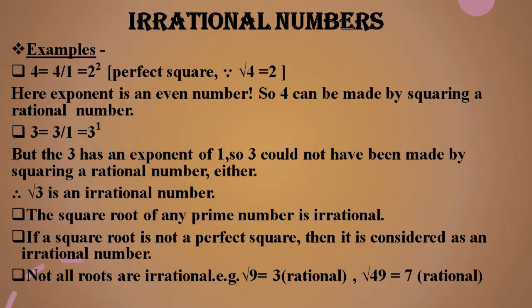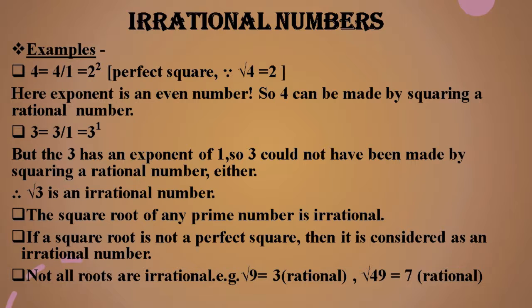Children, let us learn more about irrational numbers. This is extra information for you. Let us study some examples here. First example, 4 is equal to 4 by 1, which is equal to 2 squared. 4 is a perfect square because root 4 is equal to 2. Here the exponent is an even number. So 4 can be made by squaring a rational number.